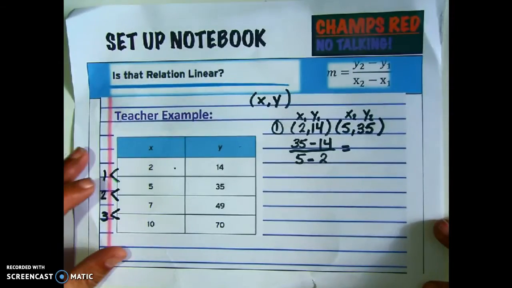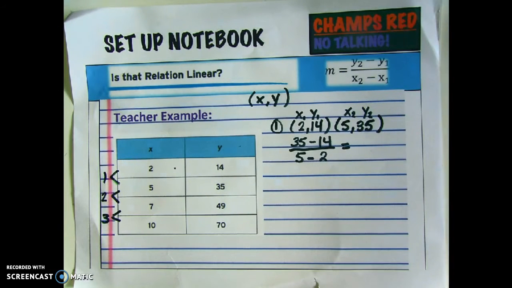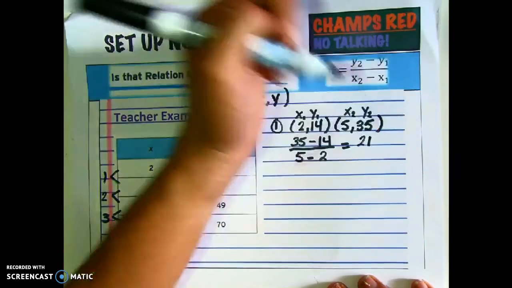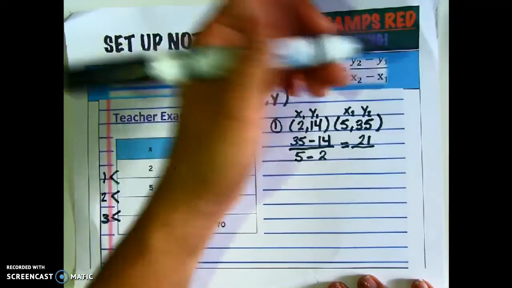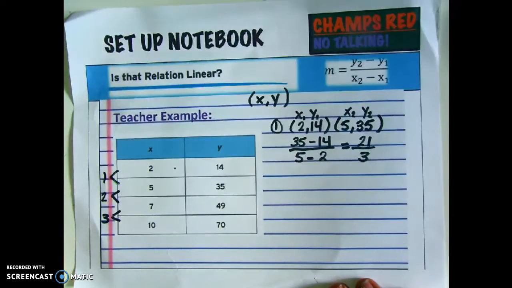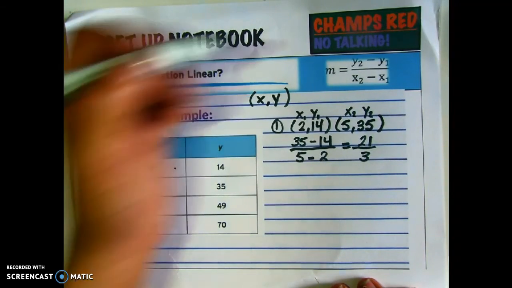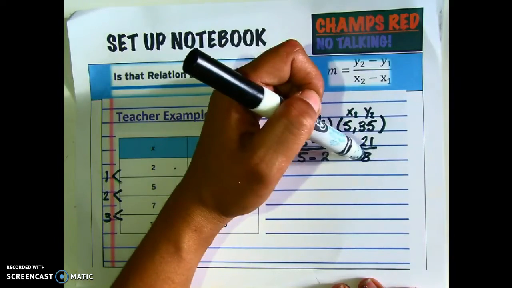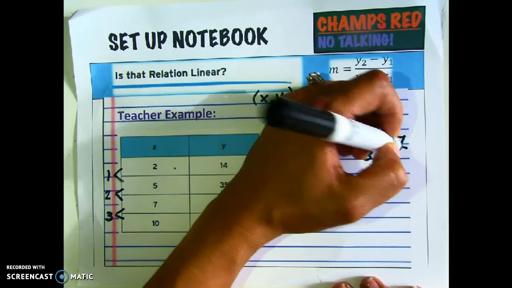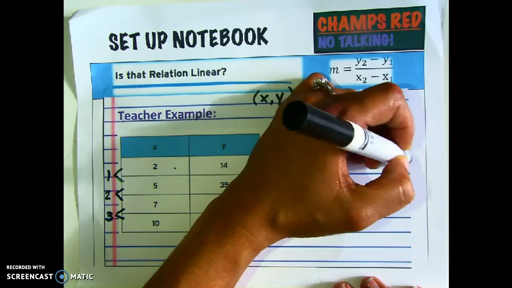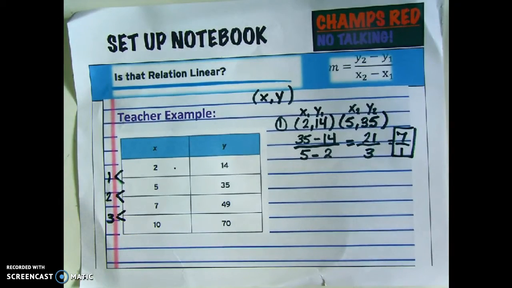So we're going to do the subtraction here. 35 minus 14 is 21, and that will be over 5 minus 2, which is 3. That is my rate of change. But I can also reduce this because of a common factor. I know 3 can go into 21 7 times, and 3 goes into 3 1 time. You always want to reduce. That way, if you reduce to the simplest form, it's really easy to see if the rate of change is the same.